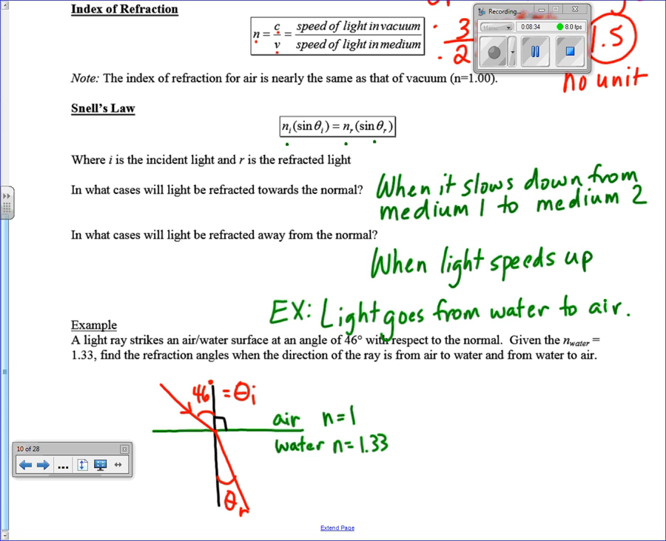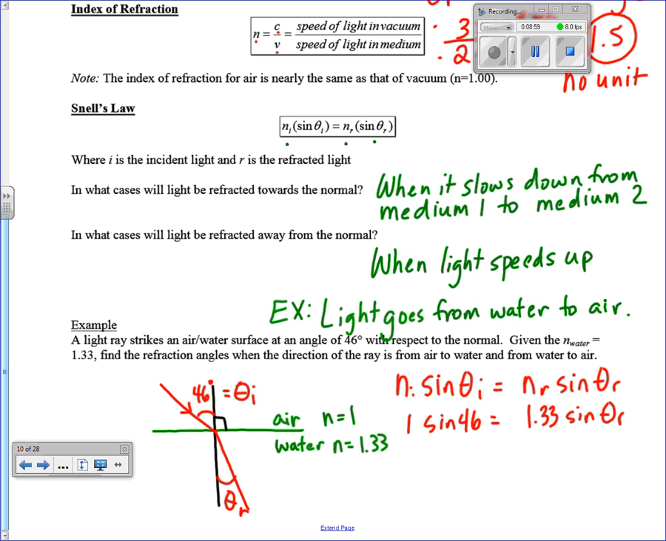Snell's law tells me this. Rewrite Snell's law: n_i sine theta_i equals n_r sine theta_r. Okay, so we're going to do 1 times the sine of 46. Those are my values for air, equals 1.33 times the sine of my unknown refracted angle. And now I'm going to do the math.